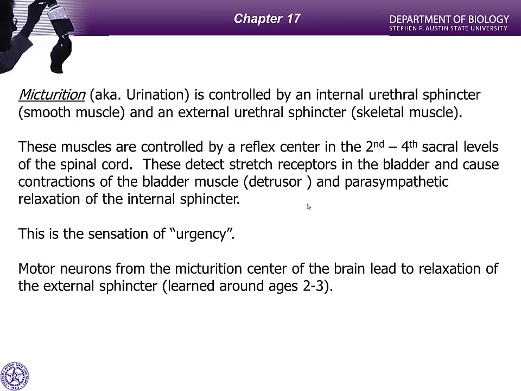We have an internal urethral sphincter, which is controlled by smooth muscle. And if we think back to our muscle section, we know that this is involuntary muscle. But we also have an external urethral sphincter, which is skeletal muscle, and this is going to be the voluntary part. Now, this is where we have to learn this behavior of resisting this urgency to urinate.